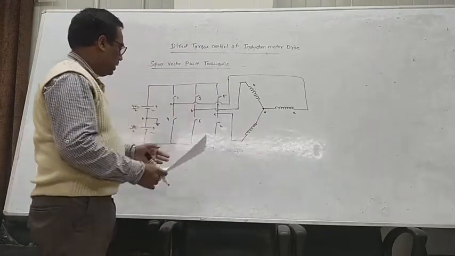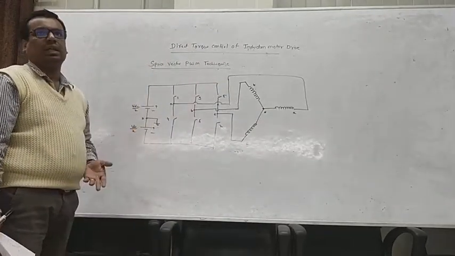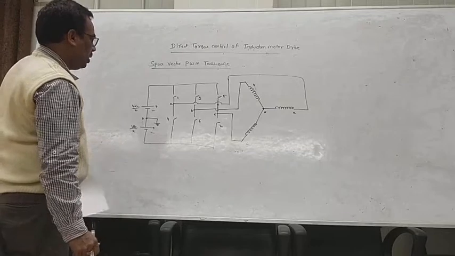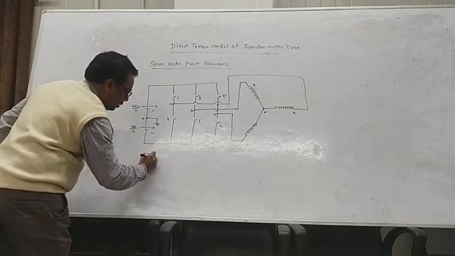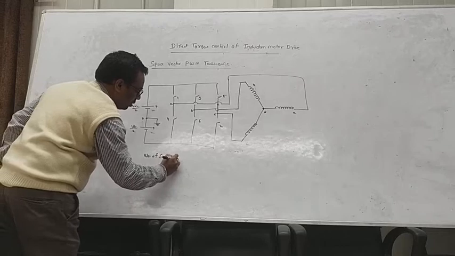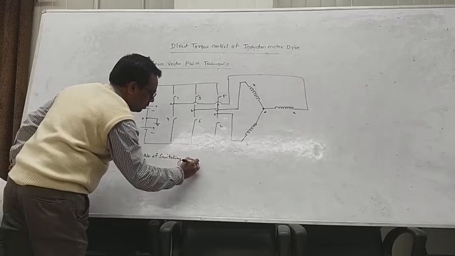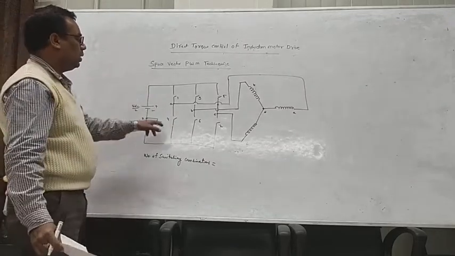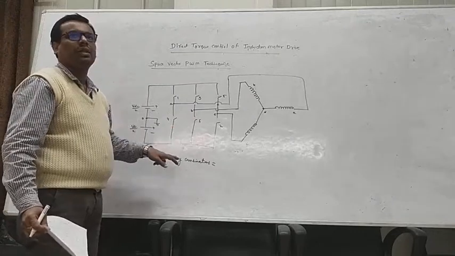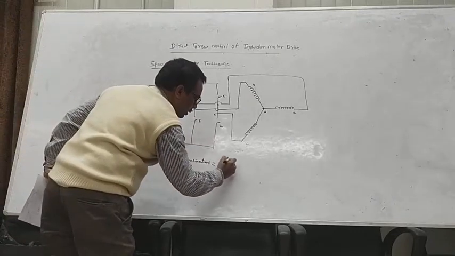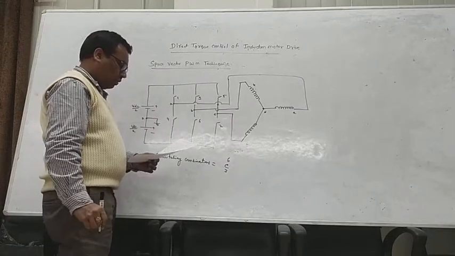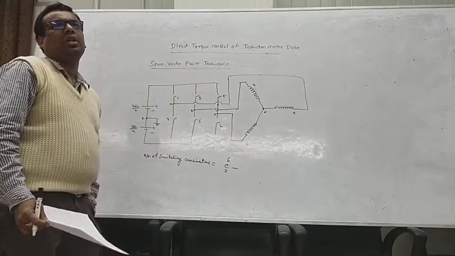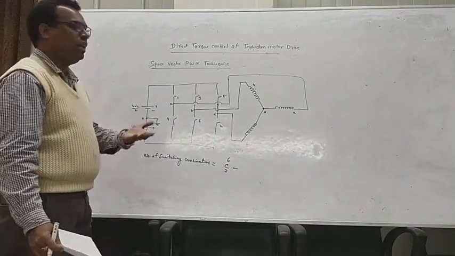So how many possible combinations are there here? Let us see the number of switching combinations. The number of switching combinations is equal to, so here the total 6 switches are there, and this is the 3-phase system. So 3 to the power 6, minus. So we have to consider the illegal combinations also. We need to eliminate the illegal combinations here.